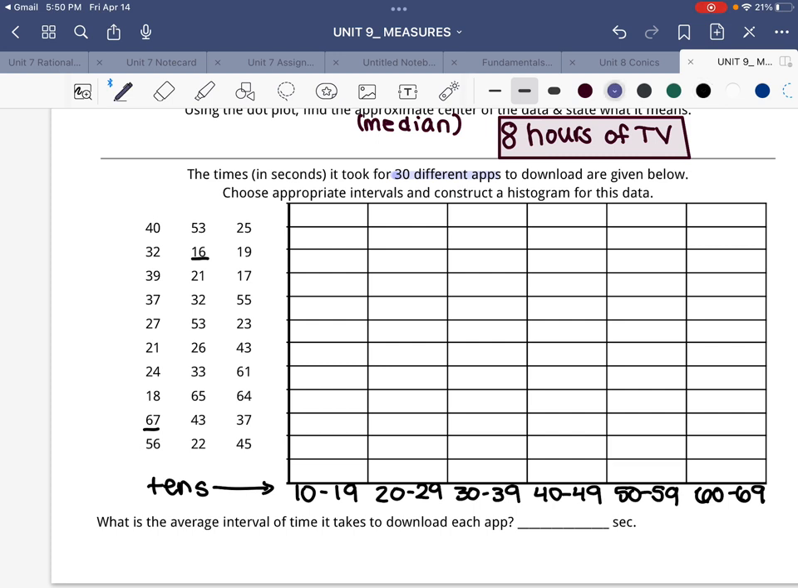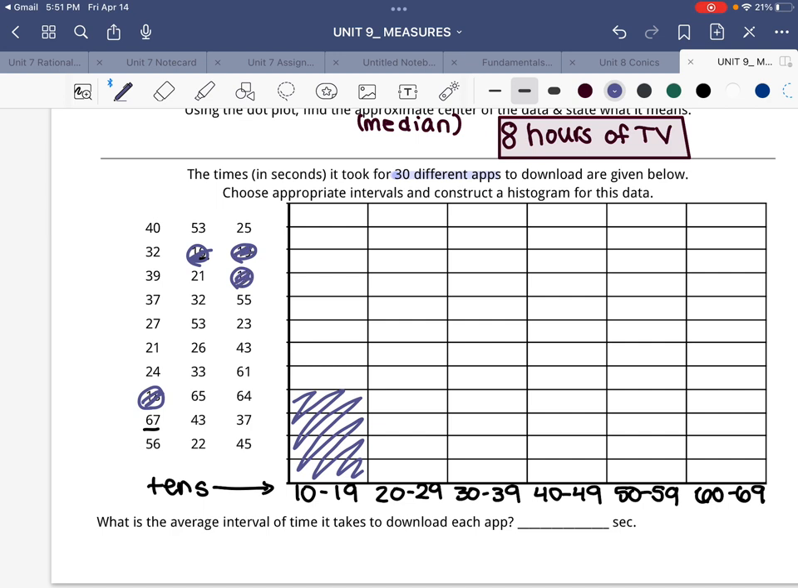Okay, so now I'm going to go through and look for any number between 10 and 19. That just means that the tens place is a 1. So I've got 16, 18, 19, 17. That's 4 of them. And instead of drawing an X, since this one has a table, we just shade in 4 of the bars, like that. And that's it. I'm done with those 4.